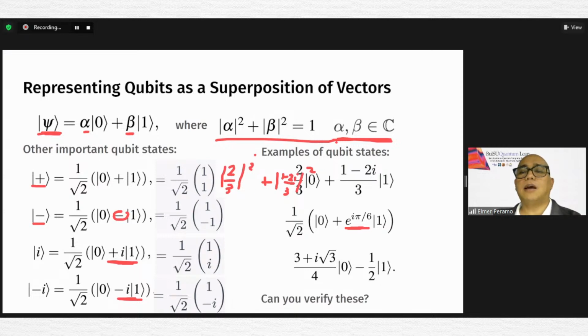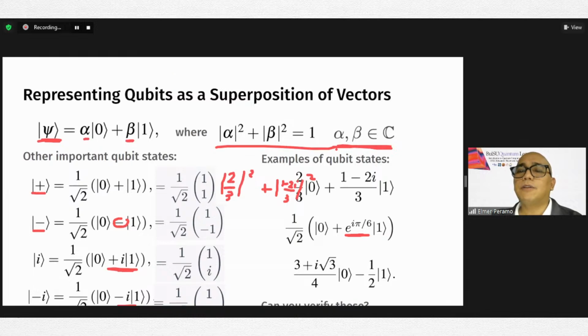You will find out that, okay, let me check. Can you compute the absolute value of 1 minus 2i over 3? Anyone in the chat? If you really know how to compute the absolute value or the modulus of a complex number.